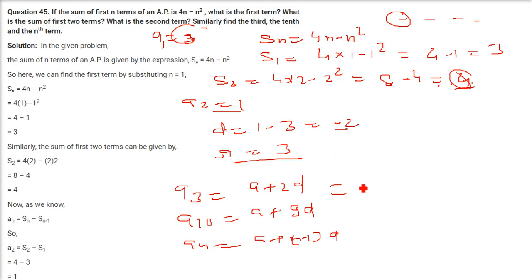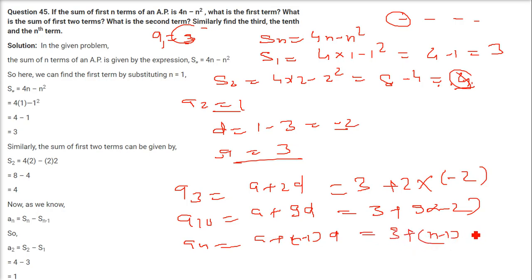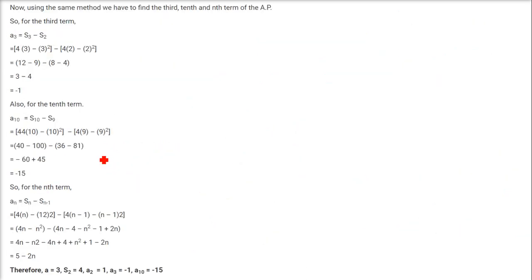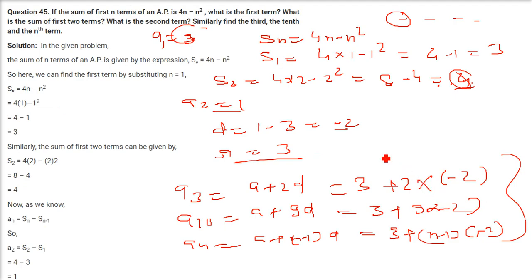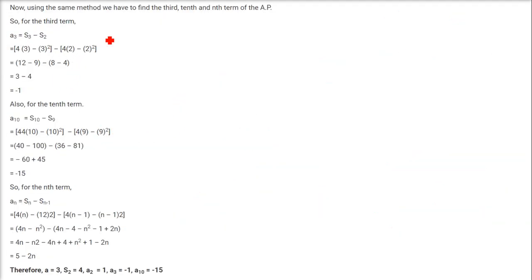Now you just place A as 3, right? A as 3 plus 2 into D, which is minus 2. Here also 3 plus 9 into minus 2. And here also 3 plus (n minus 1) into minus 2. So these are the values you will get. But the main thing is you can do it by another method also. A3 is S3 minus S2, as I just said, that An will always be equal to Sn minus Sn minus 1. Similarly, A10 will be S10 minus S9 and An will be Sn minus Sn minus 1. So this way also you will get the same result. So this is how you get it.